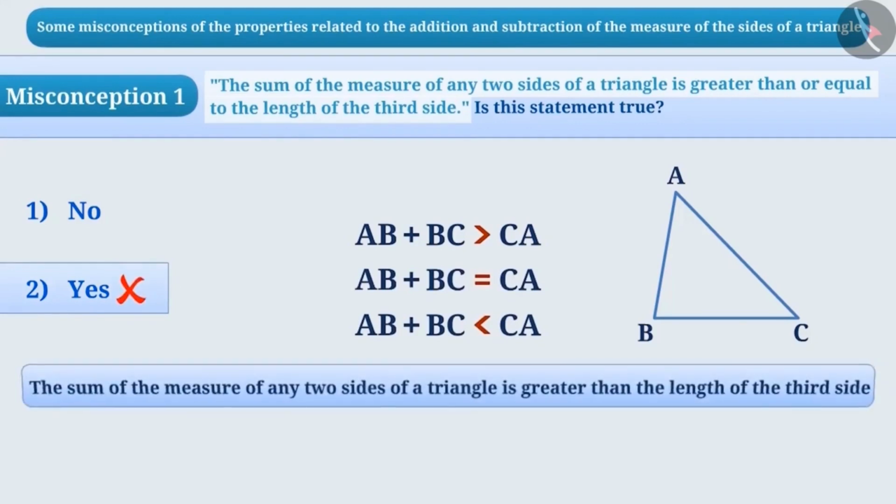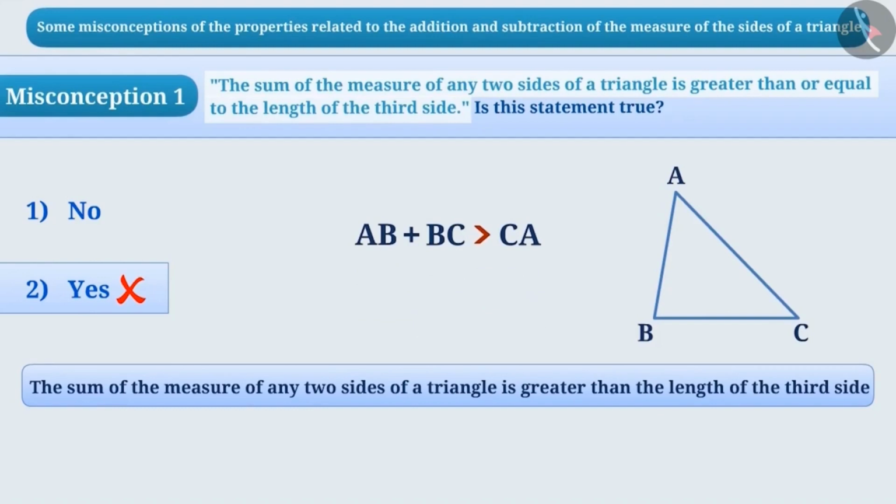The correct understanding is that the sum of the measurement of any two sides of a triangle is greater than the length of the third side. The sum of the measurement of any two sides of a triangle cannot be less than or equal to the measurement of the third side. Hence, the correct answer to the given question is option 1.